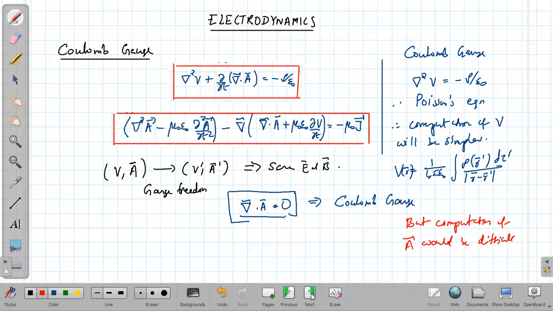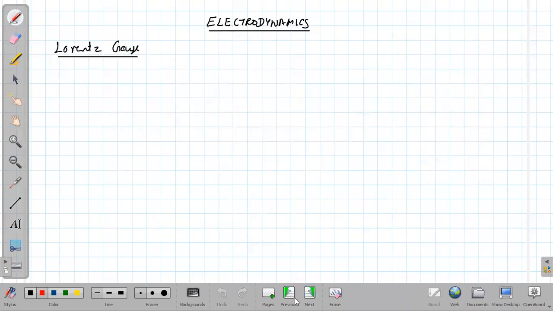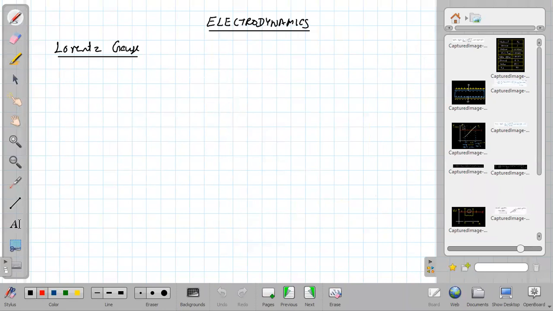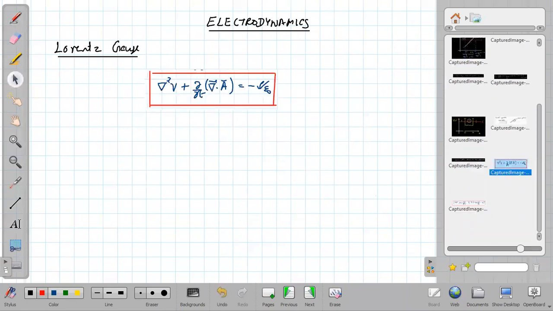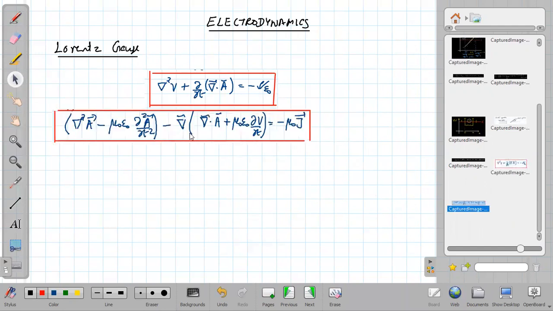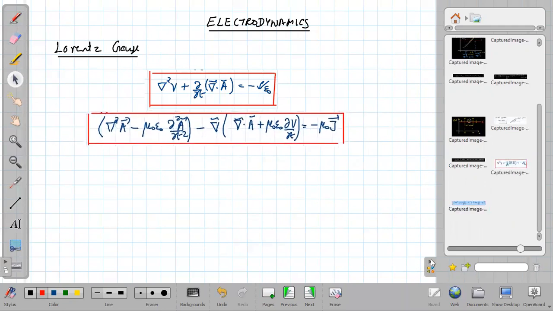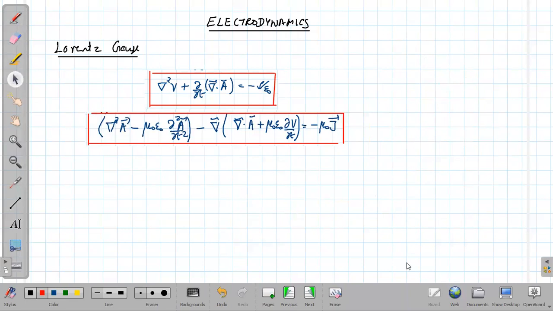Next we can discuss the Lorentz gauge. In the Lorentz gauge, we can start with our original differential equations. These are the differential equations we have, Maxwell's equations in the potential formulation. In Lorentz gauge, the additional condition that we impose is that we set this term to 0.